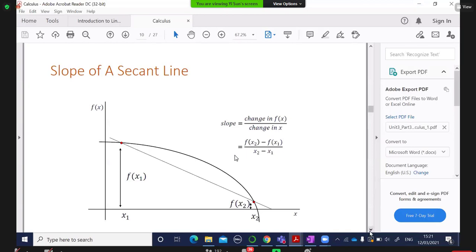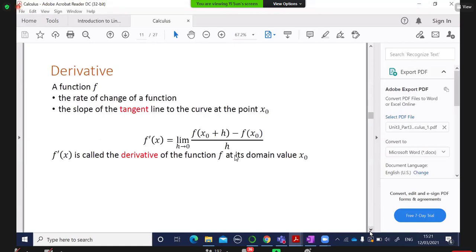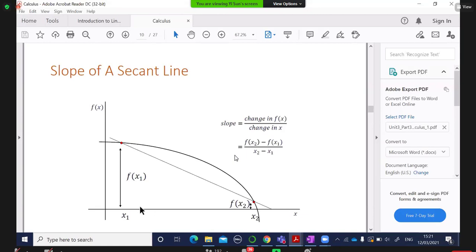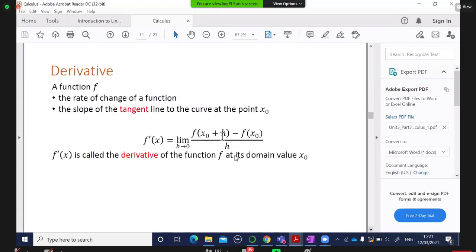Okay. So what is the derivative? Given a function, the derivative is the slope of the tangent line to the curve at a specific point, x0. The derivative of this function is equal to the limit, that is, when the change along the x-axis, just think about that graph, approaches 0. And what is the change in the function?